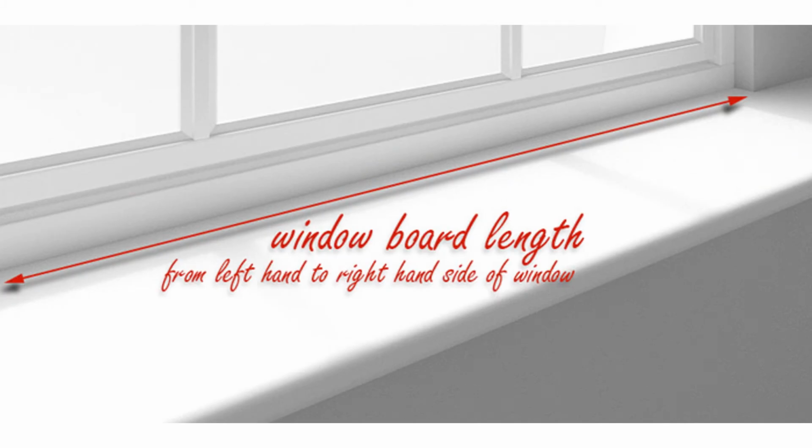4.2 meters in length is our longest. Unfortunately, we can't get anything longer. However, we can do any size underneath that. Once you've chosen all your sizes, you need to choose whether to have the window board primed or unprimed.